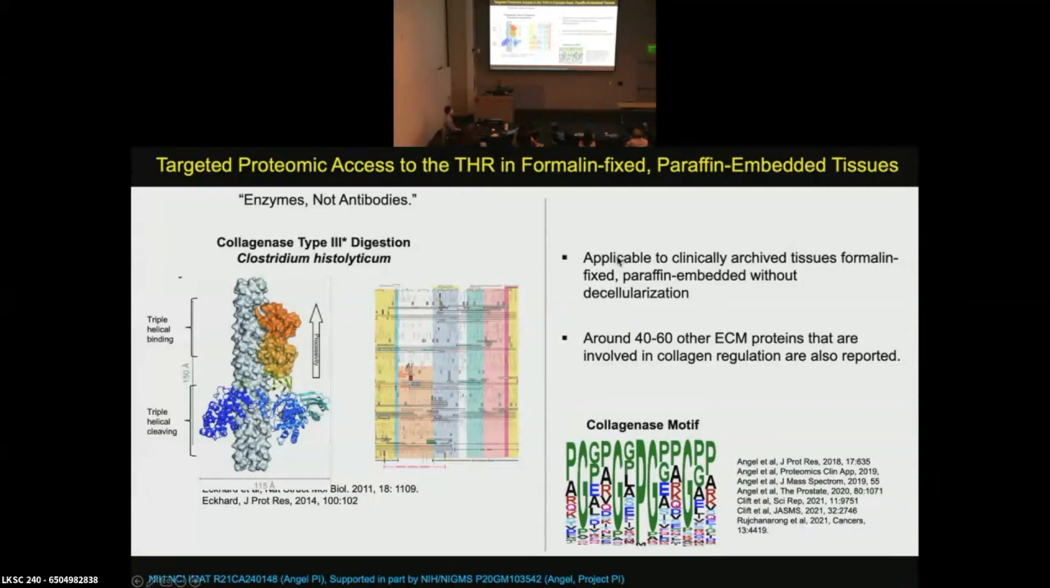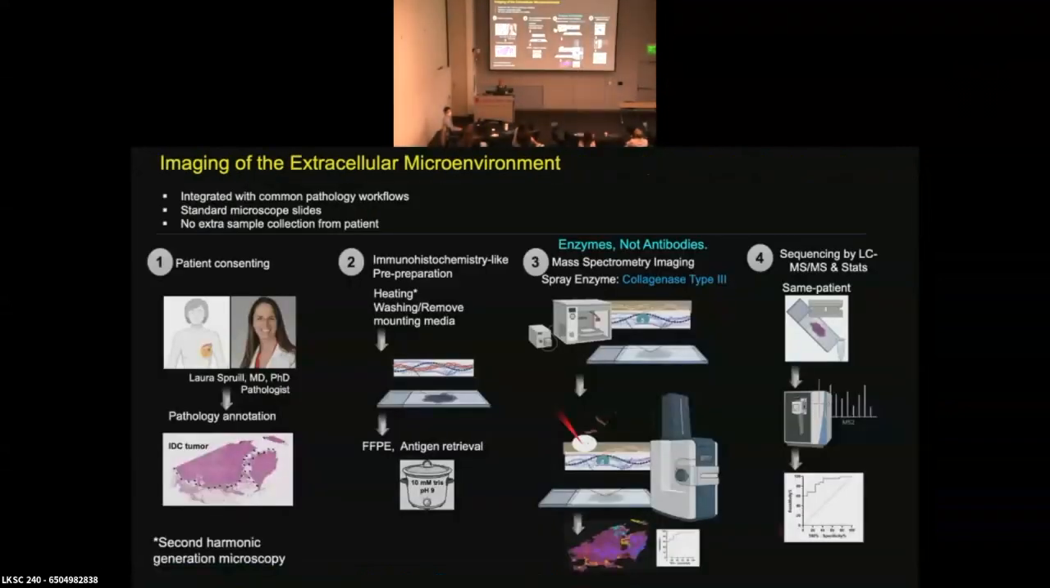And importantly, this is applicable to clinically archived tissues, done without decellularization. So we can perform these on any tissues that you can pull off of your shelf. And I'm going to show you also that you can do this on any of the tissues that have already been stained. We not only pull down these collagen types with collagenase, but we pull down around 40 to 60 other ECM proteins that are involved in collagen regulation.